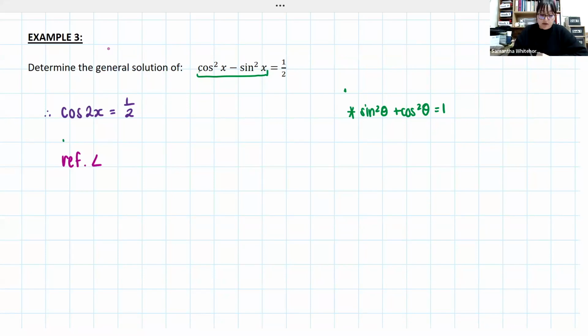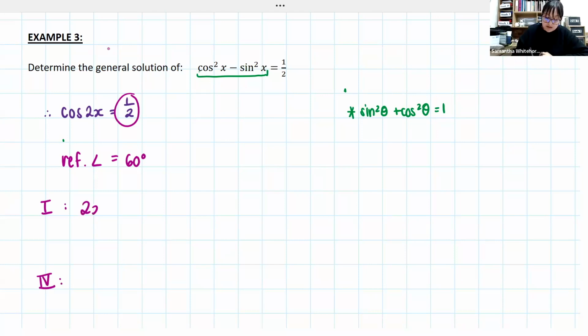Right, we ignore the sign, so it's just shift cos a half. Remember, that is actually a special angle that we should know, but that's 60 degrees as our reference angle. So we've got our reference angle 60, and now we can start solving. The ratio of cos was positive. Cos is positive in quadrant 1 and in quadrant 4. So those are the two solutions I'm looking for here.